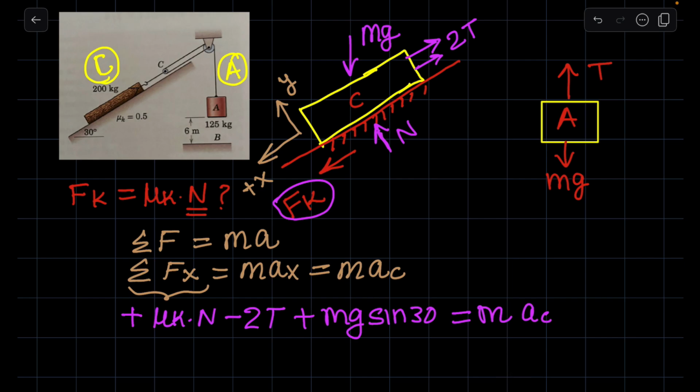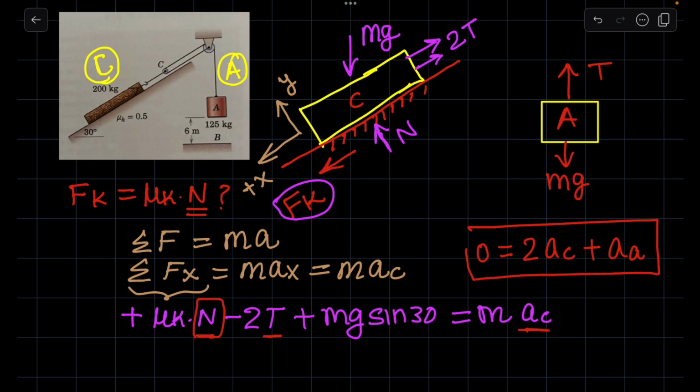Guys, let's find the unknowns in this equation. N is unknown, T is unknown, and AC is unknown. We can very easily find N from the equation of Fy. The rest are T and AC, and as you know, we already made the acceleration formula: 0 is equal to 2AC plus AA. We will use this relationship. So this is our equation 1.